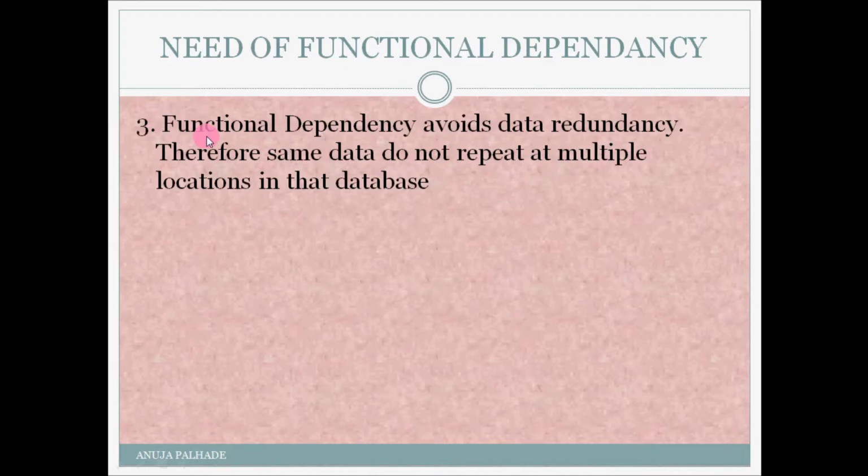Now the third one: functional dependency avoids data redundancy. This is very important. If the data is redundant, it will obviously take more space, and a database that takes more space is obviously not a good database. So it helps to avoid data redundancy. Therefore, the same data does not repeat at multiple locations in that particular database.